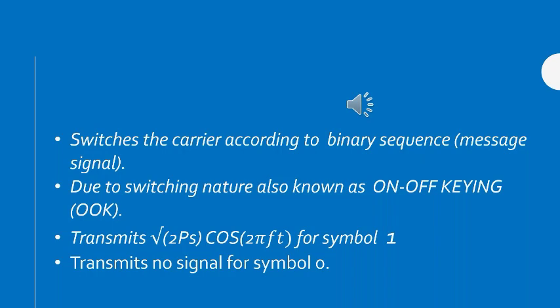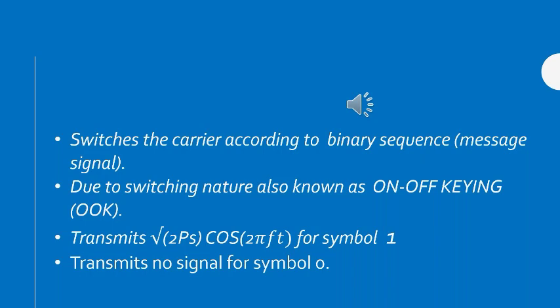So let's first discuss why it's also known as on-off keying. The digital signal modulates the carrier such that it switches on and off according to the digital signal. As in the digital signal there is 1 or 0, accordingly the carrier is also set. That's why it's also known as on-off keying, because it behaves like an on-off switch.